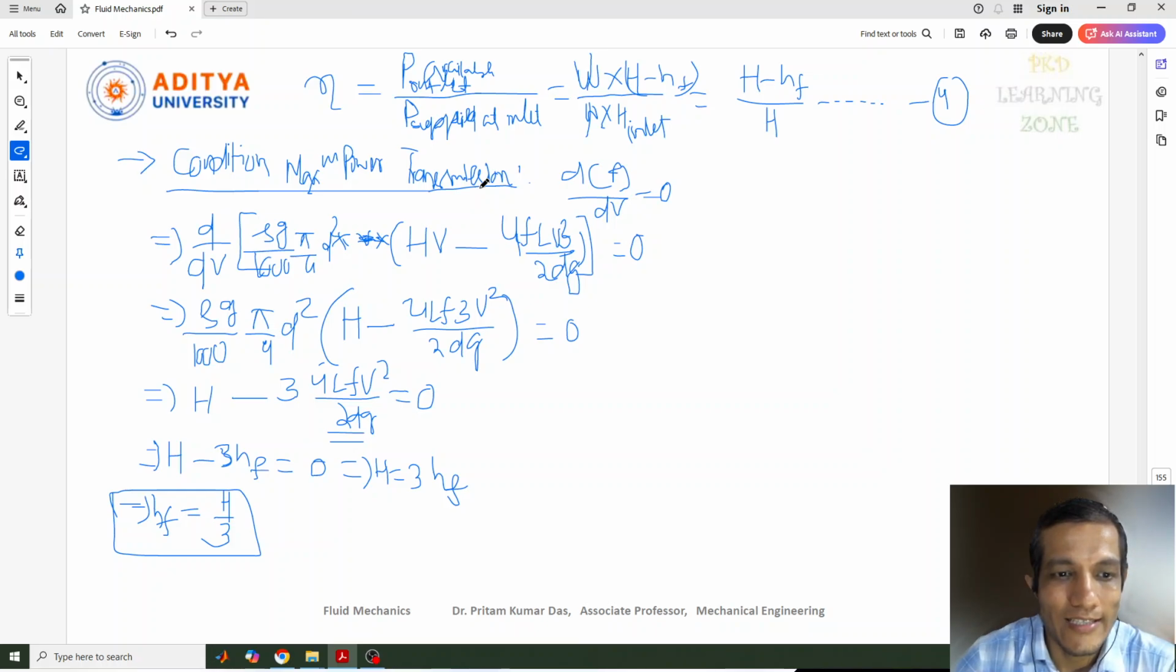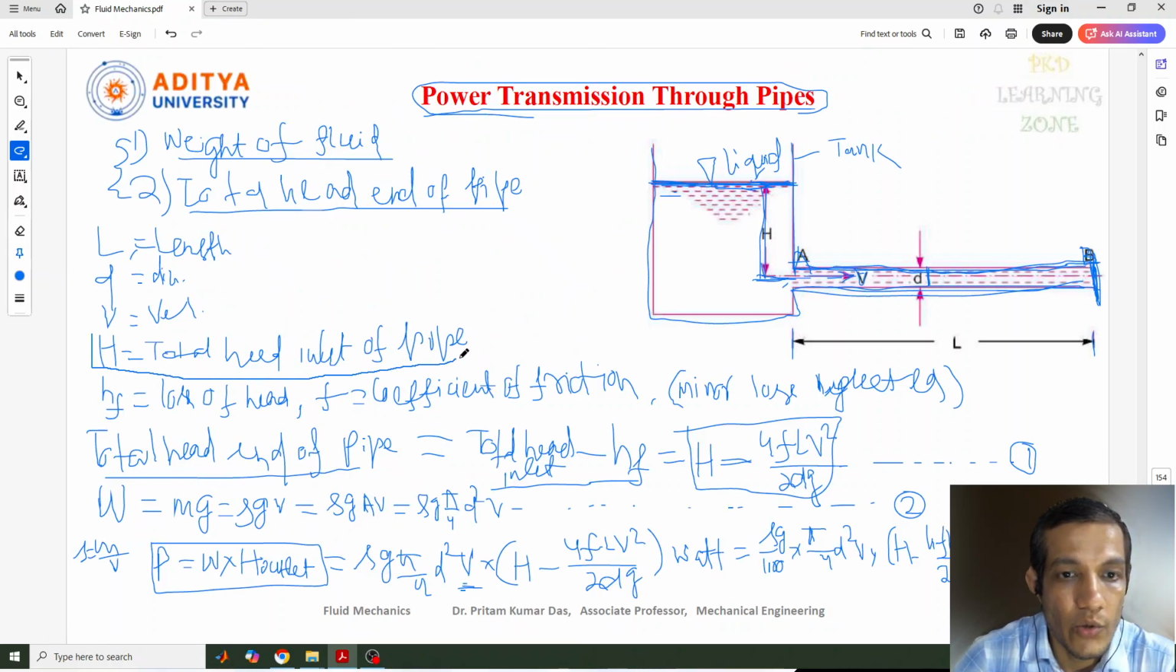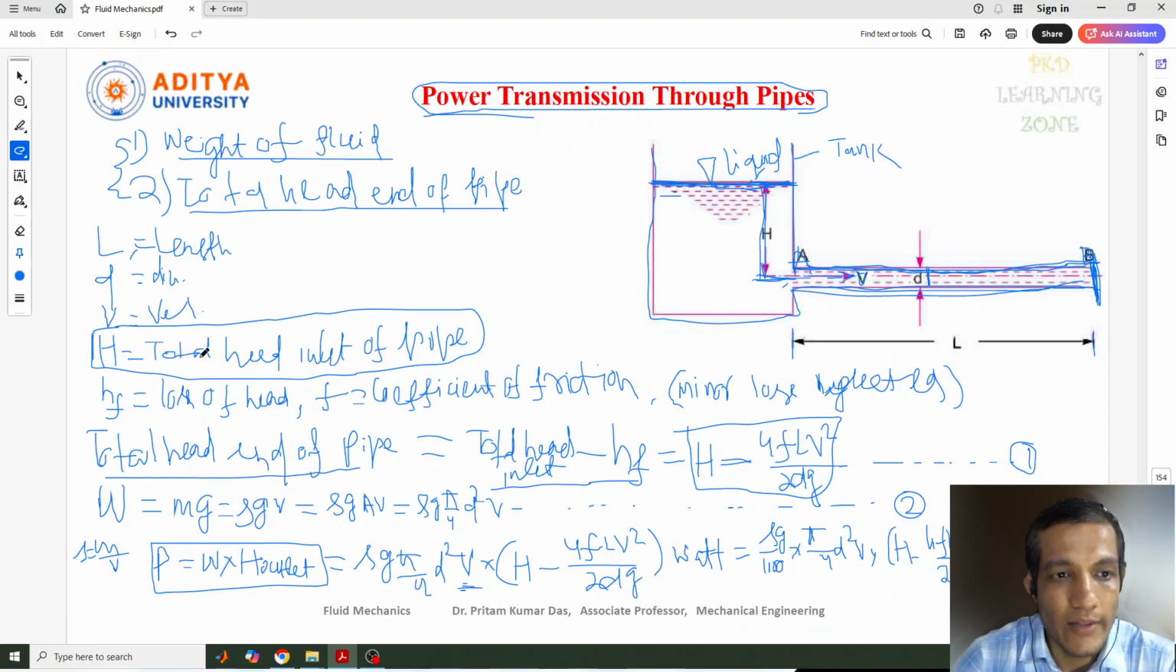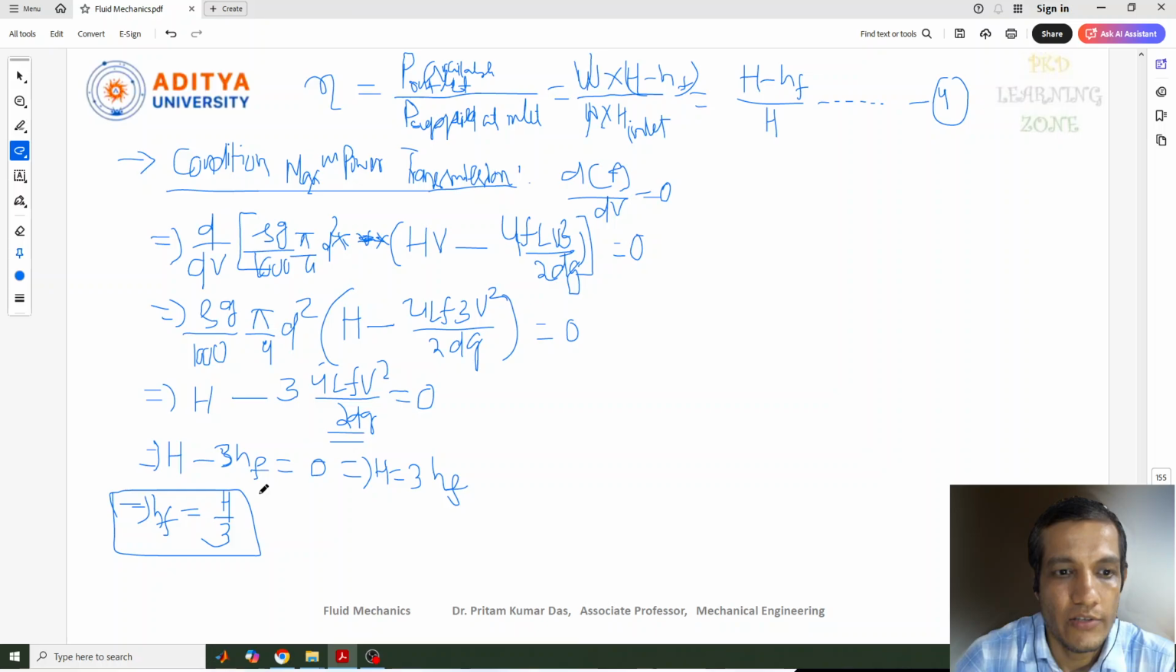So this equation states that maximum transmission can be observed when the flow through the pipe, when the loss of head due to friction is 1/3 of the total head at the inlet, because H is what? H is, I already told you here, nothing but the total head at the inlet of the pipe. Okay, so we get the maximum power transmission when the loss of head is equal to 1/3 of the total head of the inlet condition. So this is the condition for this.